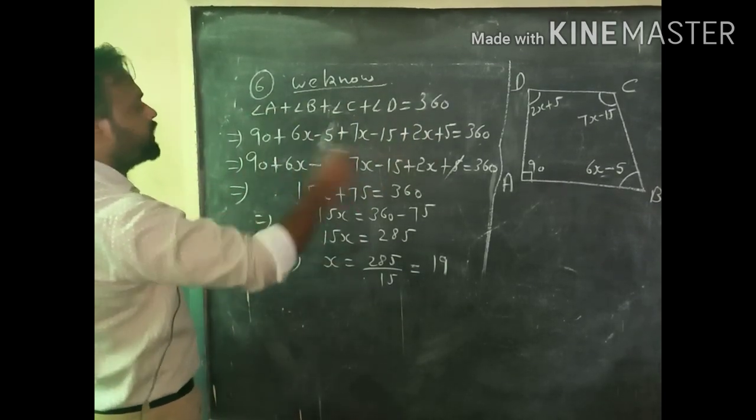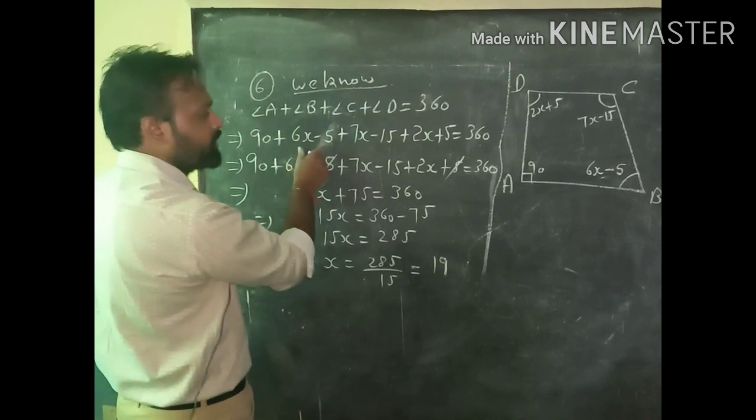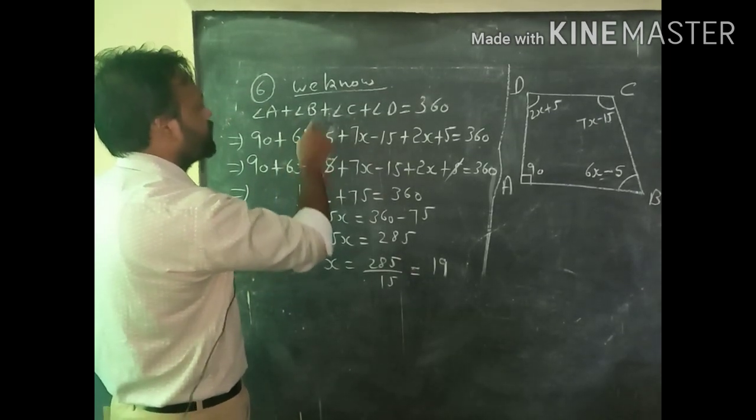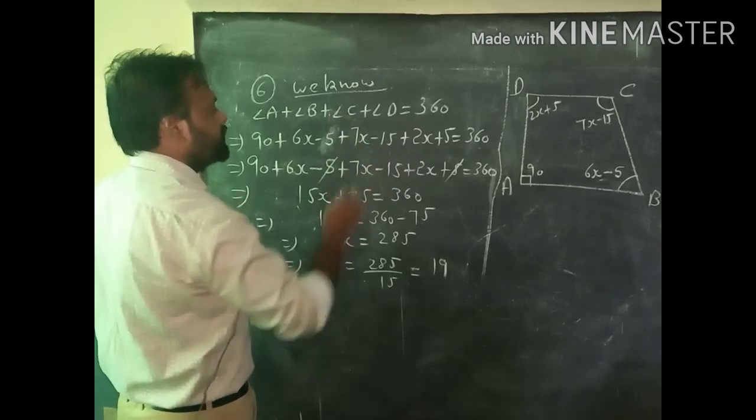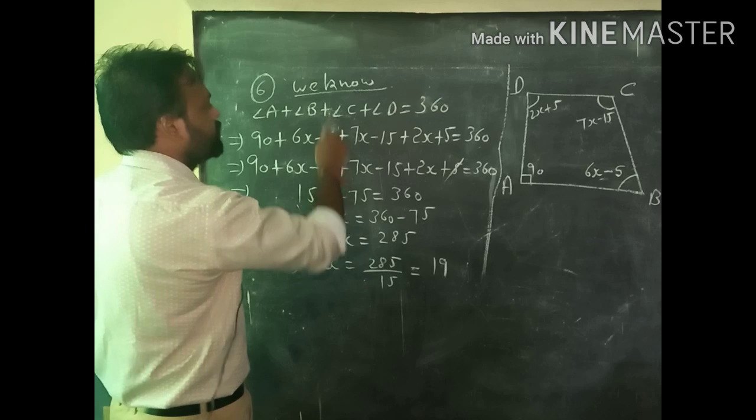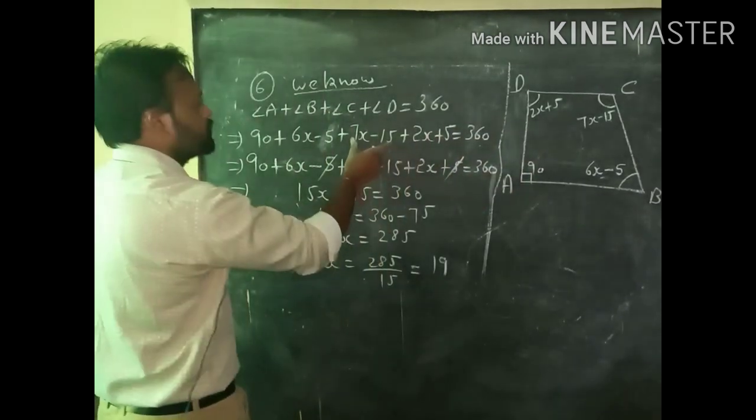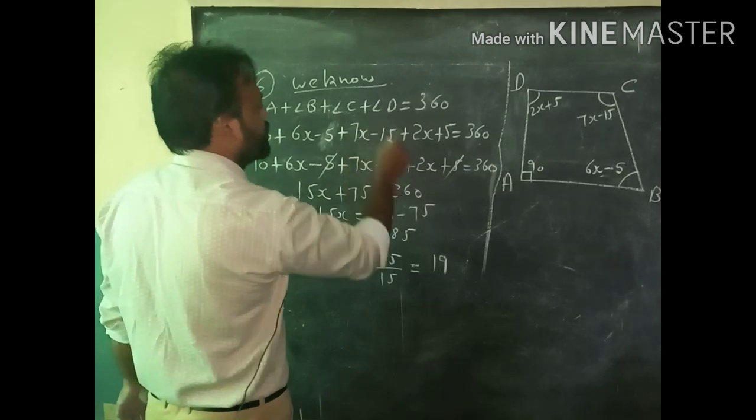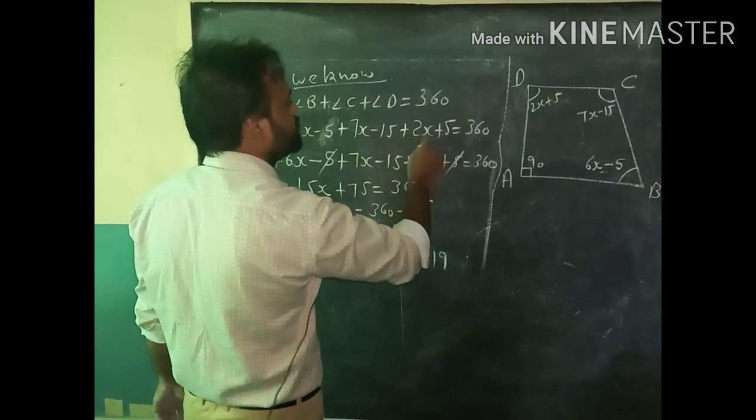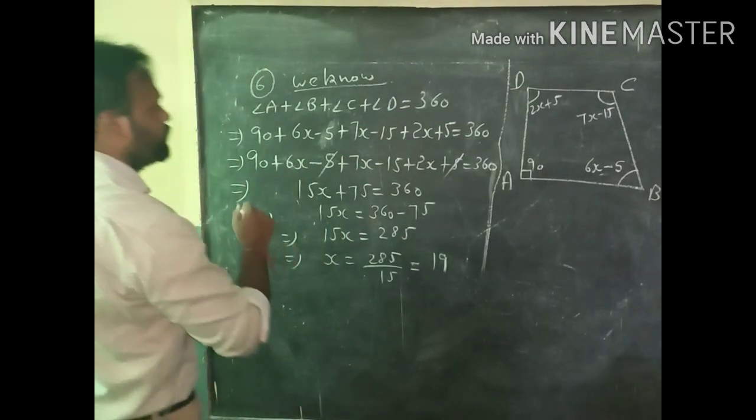Now put the value of A, that is 90, and the value of B, it is 6x minus 5. Don't use any bracket because we are just adding the terms, so we can directly write them down as they are. Now a plus sign here, and then the value of C, that is 7x minus 15. Put this value here, then a plus sign, then the value of D, which is 2x plus 5, and all these values are equal to 360.